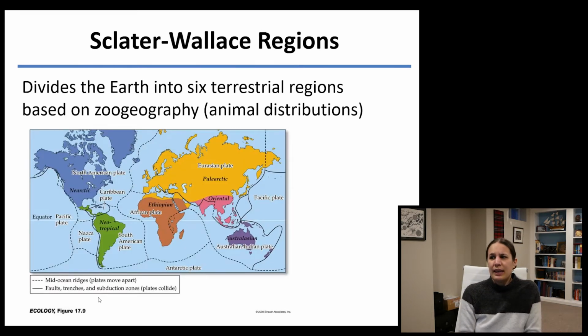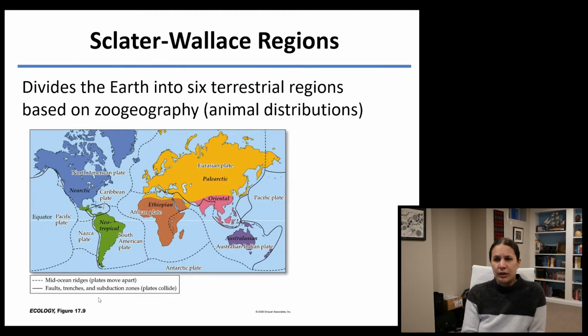So we currently divide the Earth into 6 terrestrial regions based on zoogeography. There are marine regions as well, but we're not going to cover them in this course. But if you're interested, that's some extra reading that you can do. So we have 6 terrestrial regions. The continents are divided into 6 biogeographic regions based on zoogeography. So that means based on their assemblages of endemic animal species. Plants are separate. We'll talk about those in a minute.